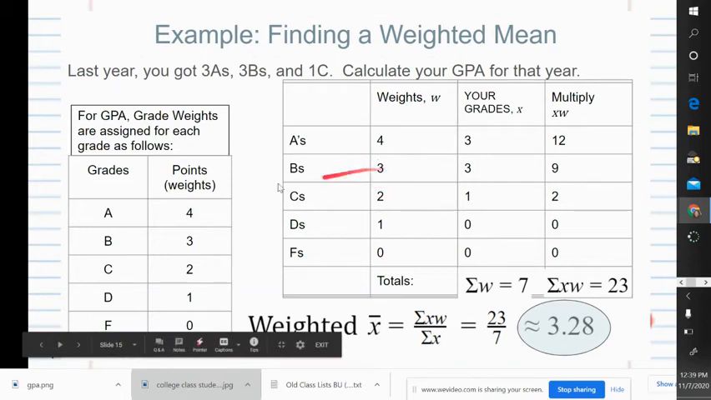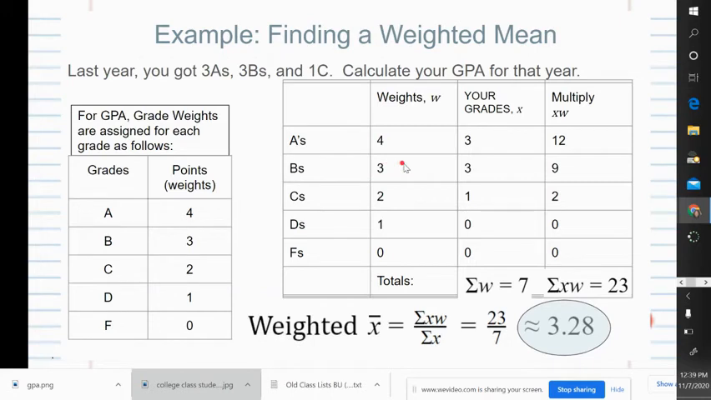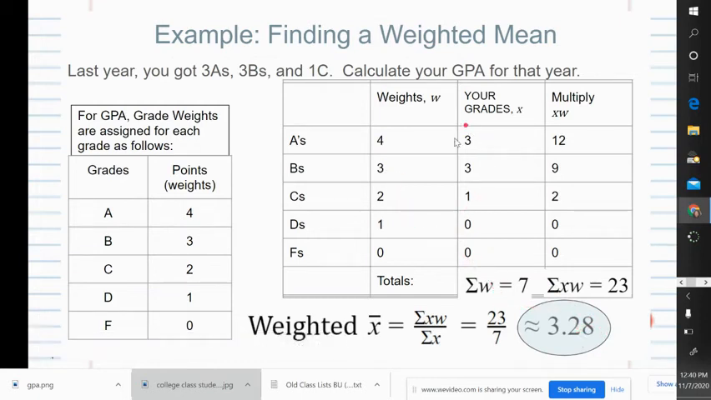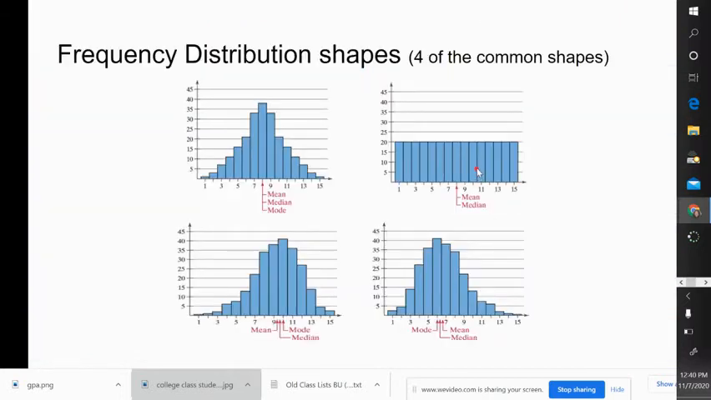A 3.5 would be a middle B average, right? A 4, of course, is an A average. Anything close to a 4 is going to be a really good average. So 3.28, that is a solid B average. That's what that is. And it makes sense. You got mostly A's and B's and a C, but that is a solid B average.